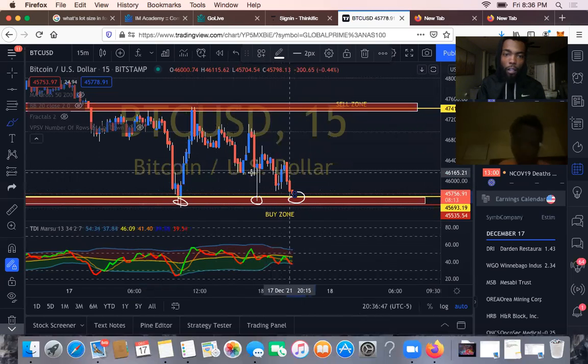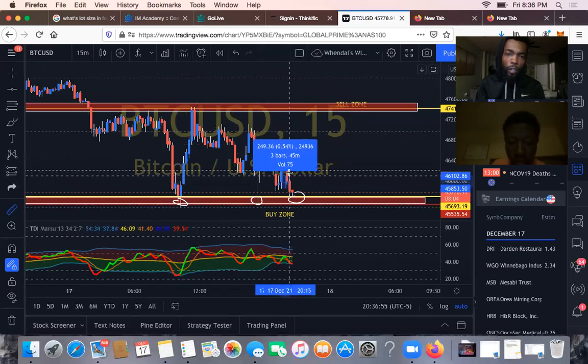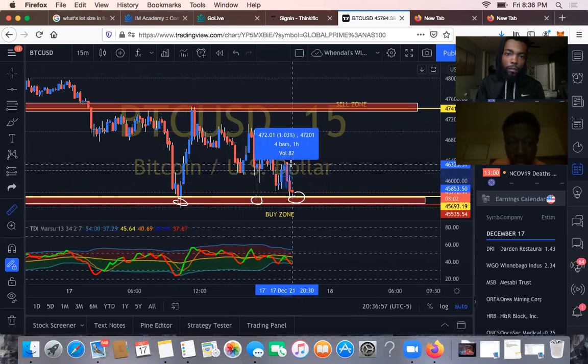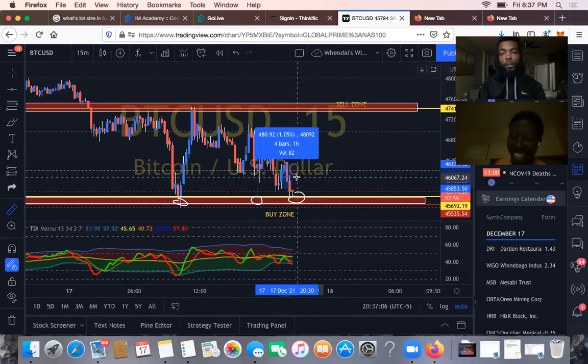So I already caught this. How you calculate pips, I don't know if you know how to calculate pips, but I just use a ruler. So I use the ruler and just stretch it up, see how much I caught. So I caught 480 pips, right? Just off of the move up.